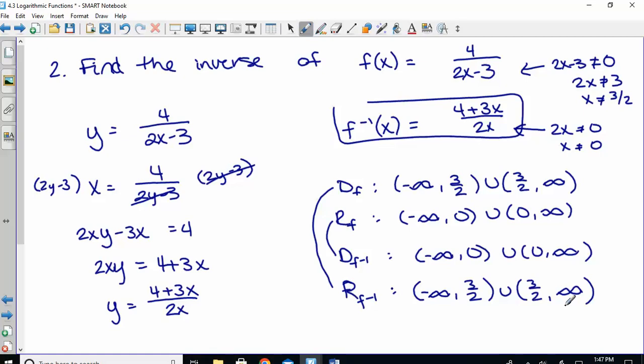This question would probably be worth a lot of points because there are several steps to finding the inverse, and then all of your domains and ranges. Are there any questions on that? So that was section 4.1, all the inverse stuff.